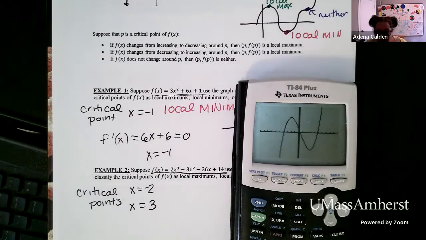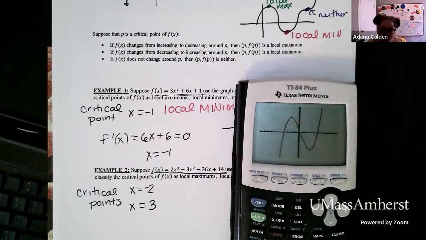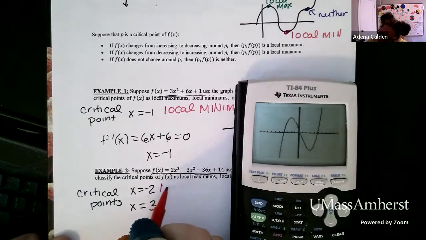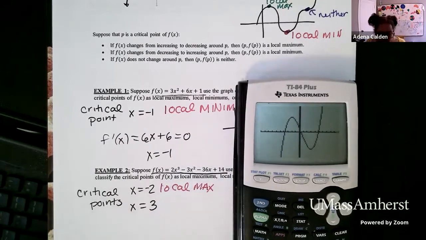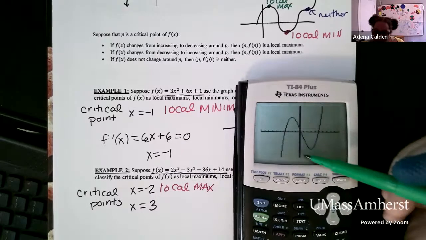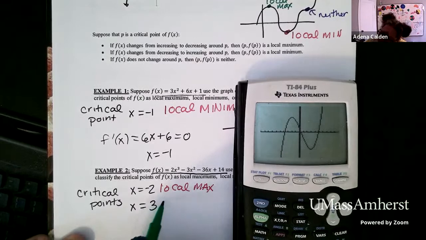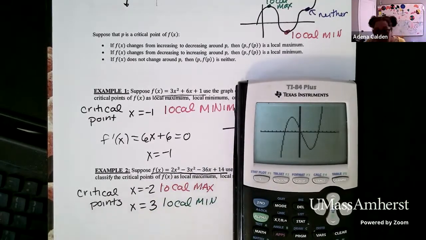And so again, I know that my -2 critical point is the one to the left of the y-axis, right? The negative values. And so I see that this is going to be a local maximum. And then for +3, I know that that's the one to the right of the y-axis. I just visually look here and I see that that's a local minimum. There's not a lot of conflicting information on this graph, so I'm more easily able to tell.